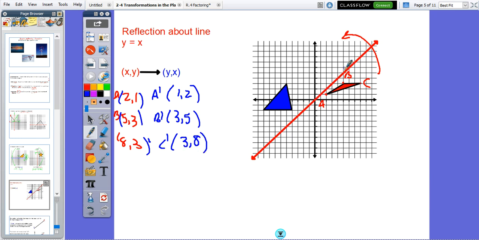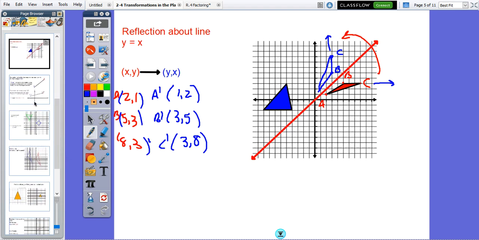So these coordinates will now be 1, 2. That's our A prime. Our B prime will be 3, 5. That's our B prime. And our C prime will be 3, 8. Right there, 8. As you look at this right here, it's the same shape. It's just facing a different way because it reflected over this line. Look at C. C was originally pointing this way, now it's pointing up. So that will happen right there. All right, so that's reflections in a nutshell right there.